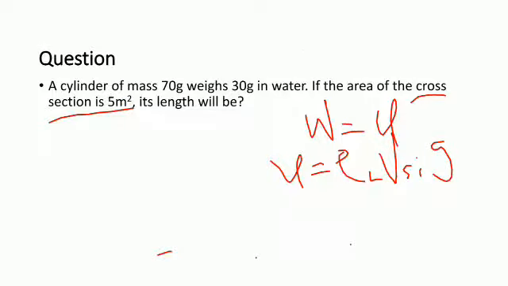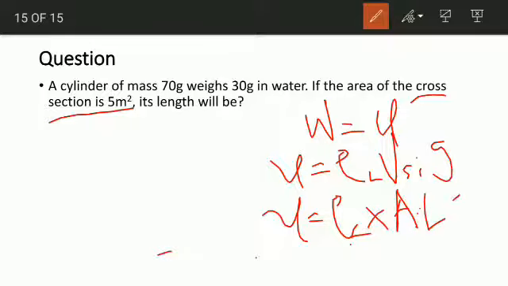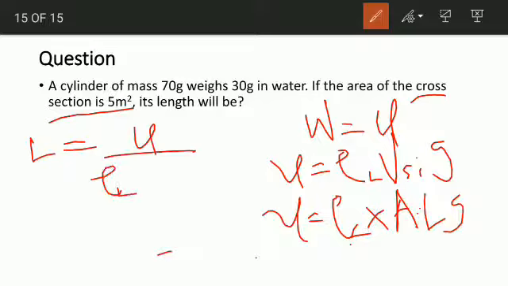So that means we can still write that upthrust here is equal to density of liquid times the volume of solid immersed, which can be area times length. Volume is area times length, okay, times acceleration due to gravity. So that means the length we are looking for is going to be upthrust all over density of the liquid times cross-sectional area times acceleration due to gravity.